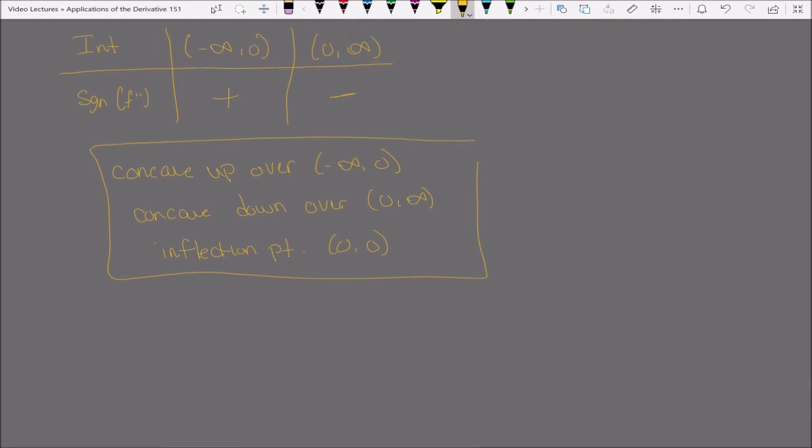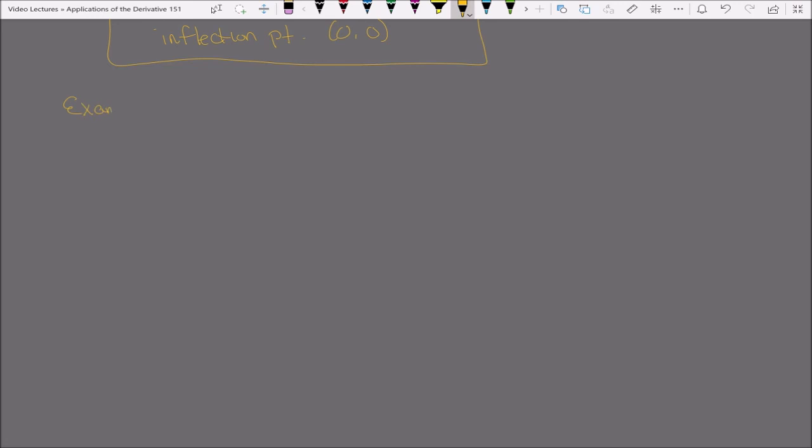As our final example, we will be using the second derivative test to find extrema of the function x to the fifth minus 5x cubed. And so the first thing we have to do is find all points where f prime is equal to 0. 5x to the fourth minus 15x squared. We can factor out a 5x squared and be left with x squared minus 3. Set that equal to 0. This means that x is 0, or x is plus or minus root 3.